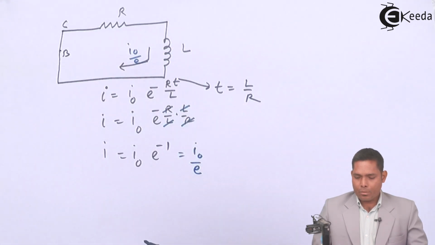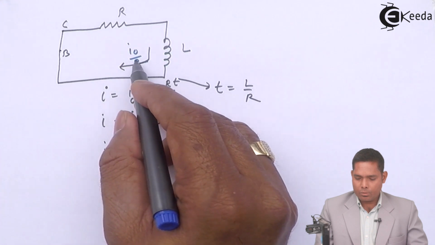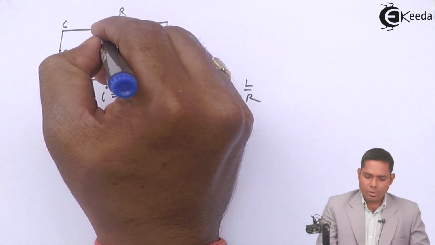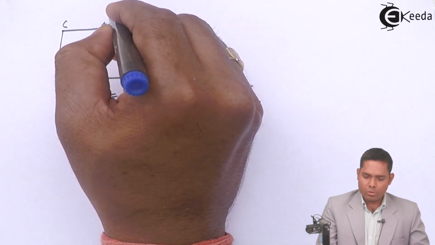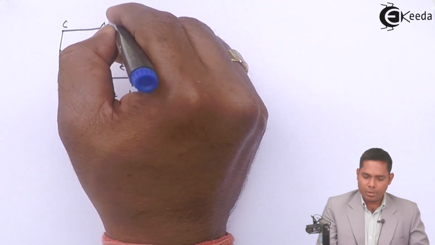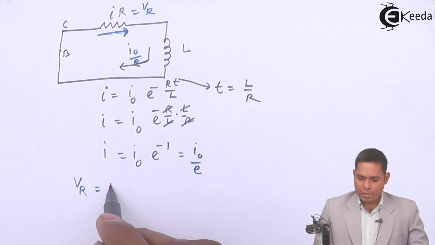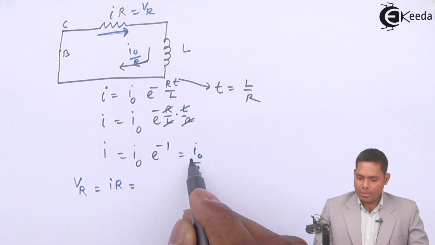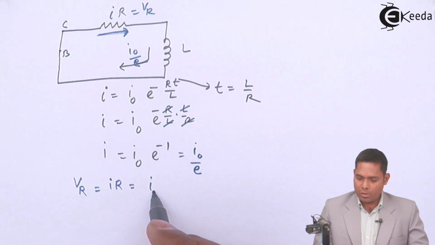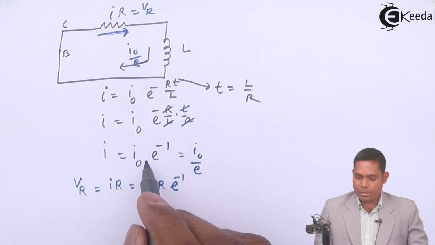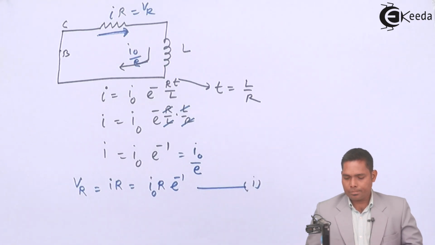Okay. Then this is a current that is flowing through this. And if the current flows through that, the same current will flow through this also. So that current I into R becomes the VR. So the voltage across the resistor is I into R. So I multiply R to this value, so it is I naught R e raised to minus 1. This one, I have to multiply only R over here. So this is equation number 1.